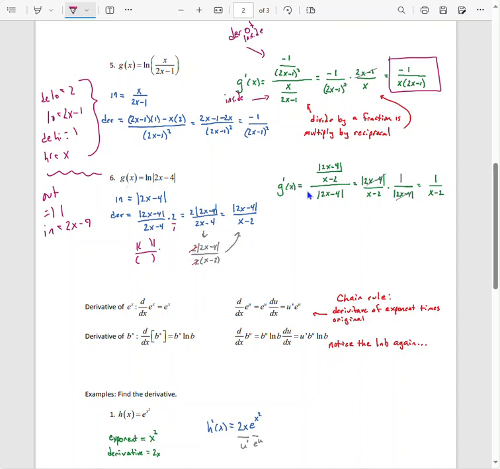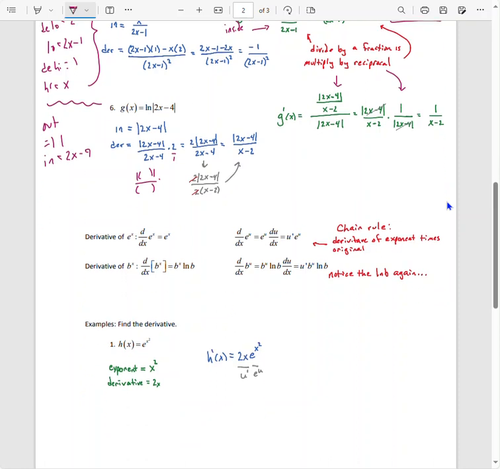But overall, the derivative of the natural log is the derivative of inside, which we found right here, derivative of the inside divided by the inside itself. Instead of dividing by 2x minus 4, I multiply by its reciprocal. Same idea here. Divide by a fraction is multiplying by the reciprocal. Absolute values cancel out. I end up with 1 over x minus 2. It turns out absolute values are pretty interesting inside of logarithms. All right? You have to do some work sometimes. All right.